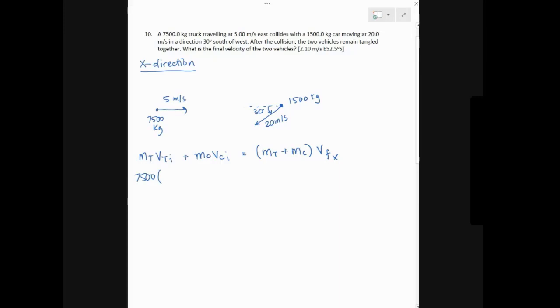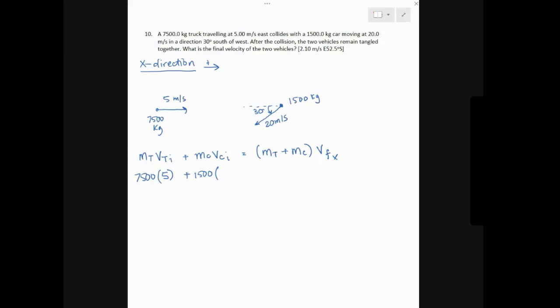So for mass of the truck, we know it's 7,500 kilograms. The velocity of the truck, we're only talking about the x component. So what's the x component of this velocity? 5 meters per second. Yeah, good, 5. And it's going to the right. We're going to say positive is to the right. Plus the mass of the car, which is 1,500. And what's the velocity of the car initially? The x component only. 20 cos 30.